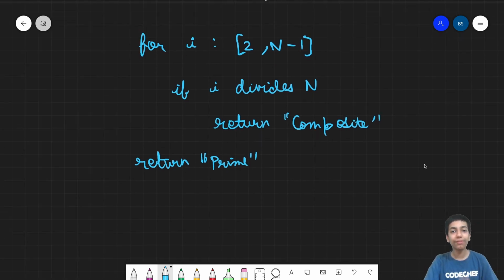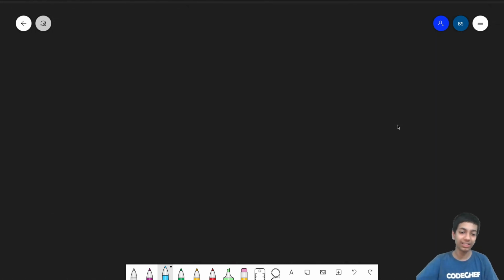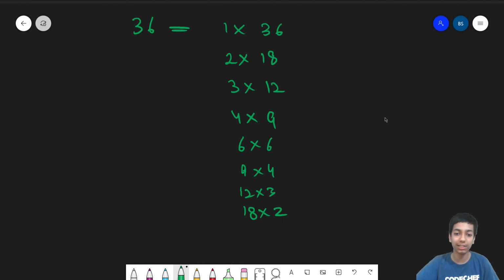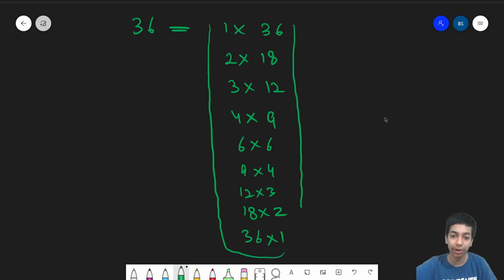So consider all the factors of any number, let's say 36. We say that 36 can be written as 1 into 36, or 2 into 18, or 3 into 12, or 4 into 9, or 6 into 6, or 9 into 4, then 12 into 3, 18 into 2, and you also have 36 into 1, right? So this is a set of all the ways in which 36 can be represented as a product of its factors.